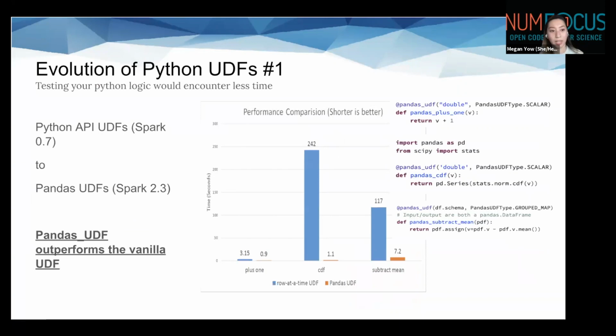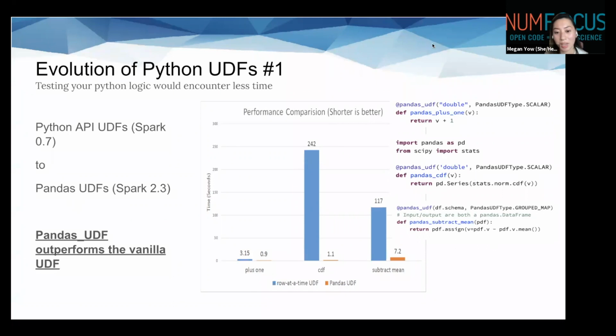So the first improvement is that running your Python logic will now take less time. Prior to Spark 2.3, I know we're at Spark 3.2, so this is about three years of history. In Spark 2.3, you have the improvement of the Pandas UDF. What that means is that Spark used the Apache Arrow project to help serialize some of these functions, and reserves the right to determine how to partition your Pandas series.